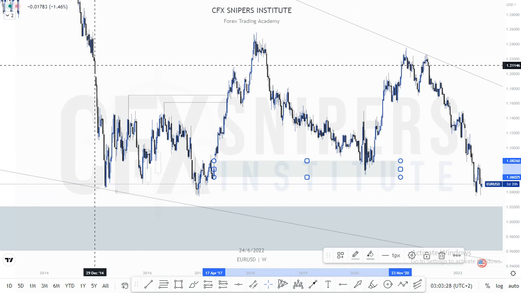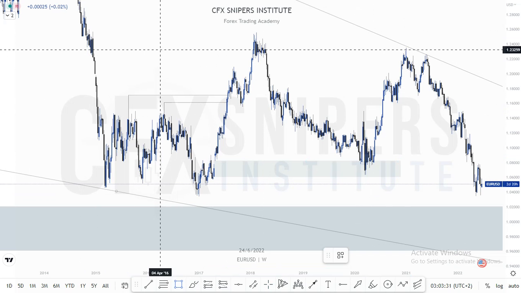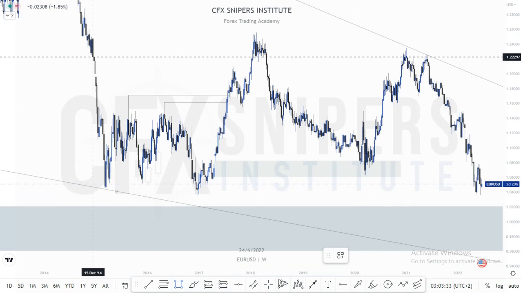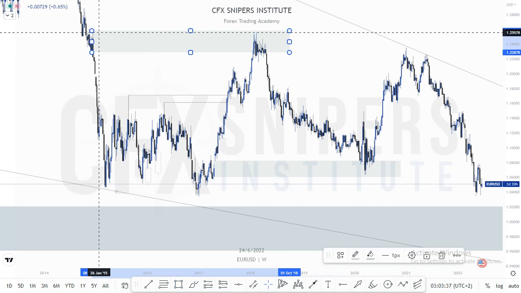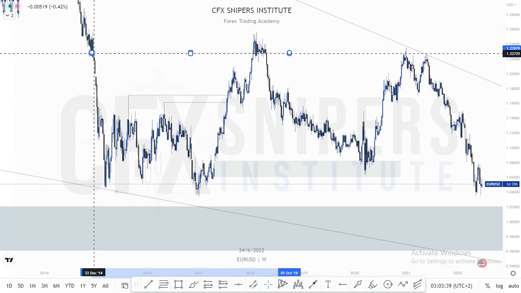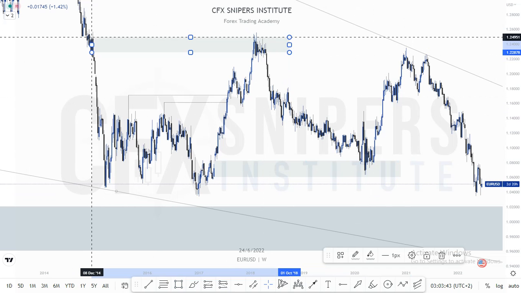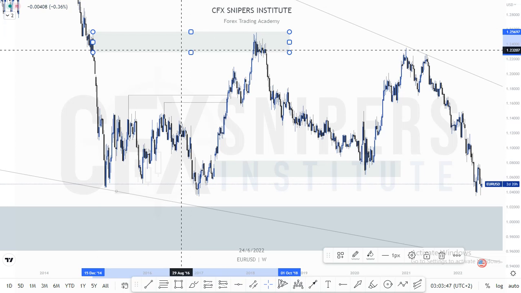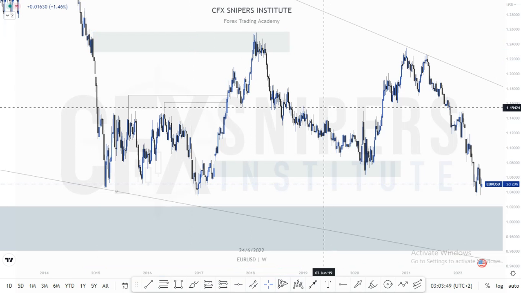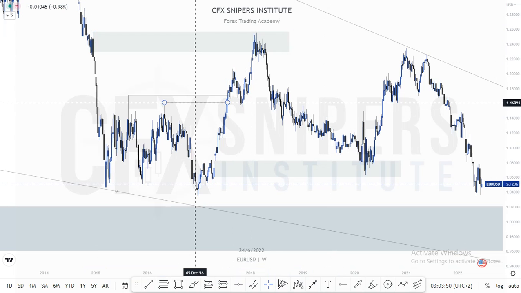So it's all about the order flow. It's all about following the order flow. You can see supply here as well that got respected that week, but I'm not going to refine any zones. I'm just going to keep the zones big. So yeah, from this zone we sold.